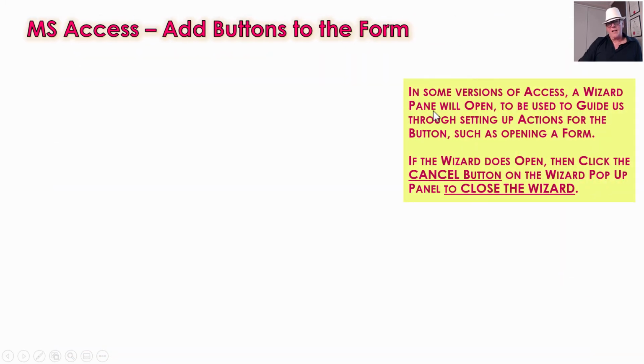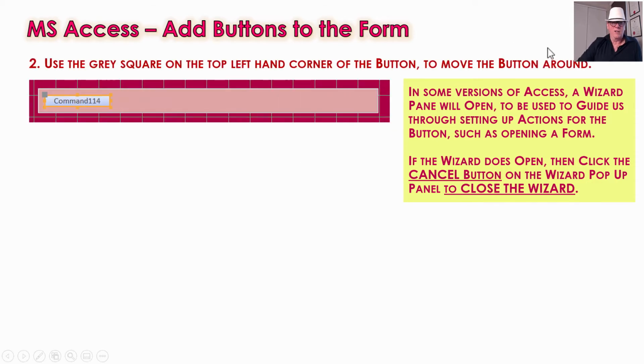Now in some versions of Access, like we said, there is that control button wizard that opens up to help you out. That's not what we're using. So if that wizard pops up at this stage when you put the button on the form, just click cancel on that wizard and close that wizard. Different versions of Access do different things.